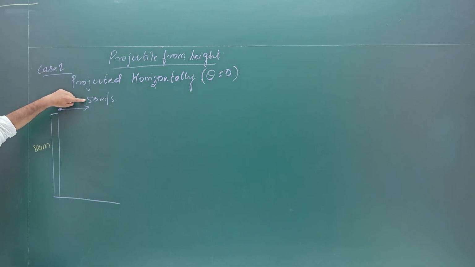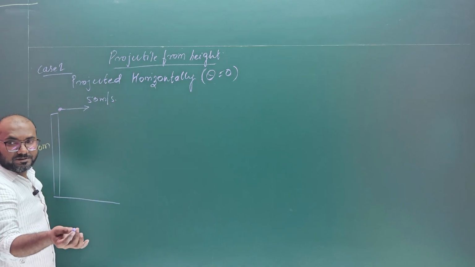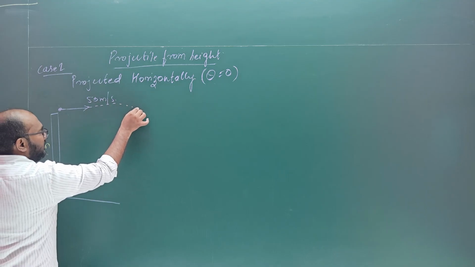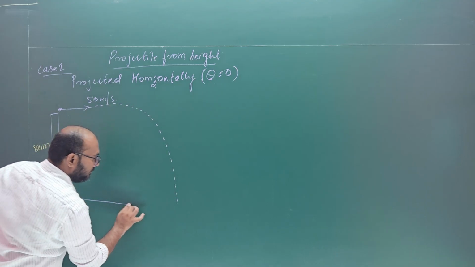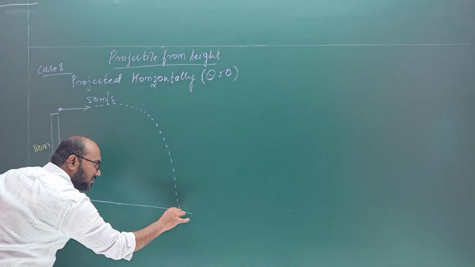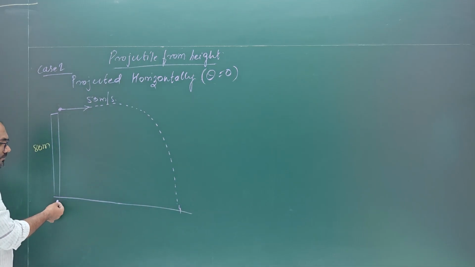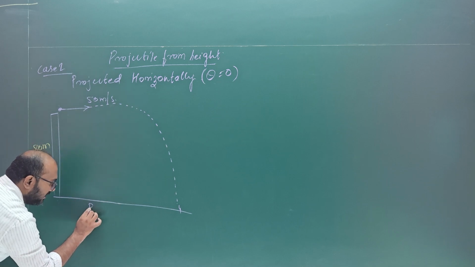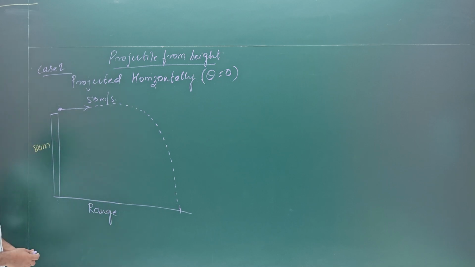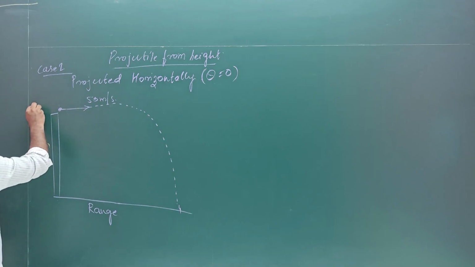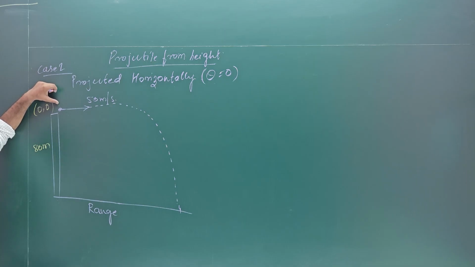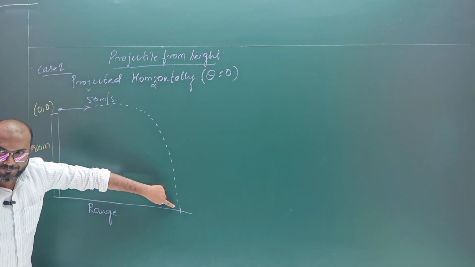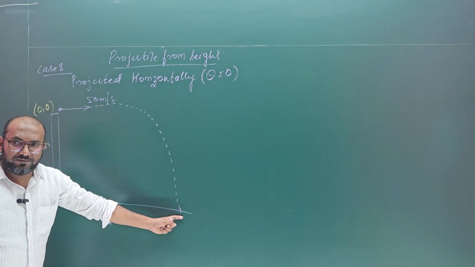So if theta is 0 and the object is being projected with 50 meter per second, will this object go in a straight line? Obviously no. It will follow a parabolic path in this direction. Yes or no? Where it lands on the ground, from the tower to where it lands, is what we call the range. We already know about this also. Similarly, from where the object is being projected, that should be considered as 0, 0. This is the point of projection and this is the point of landing.